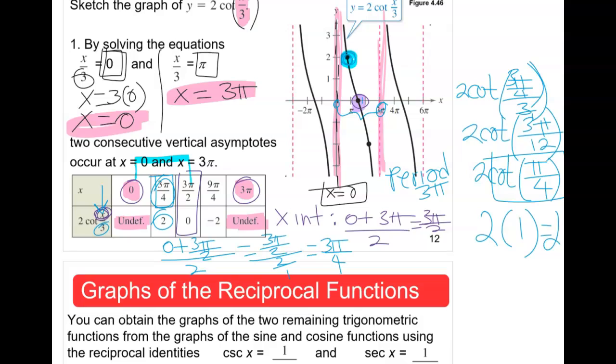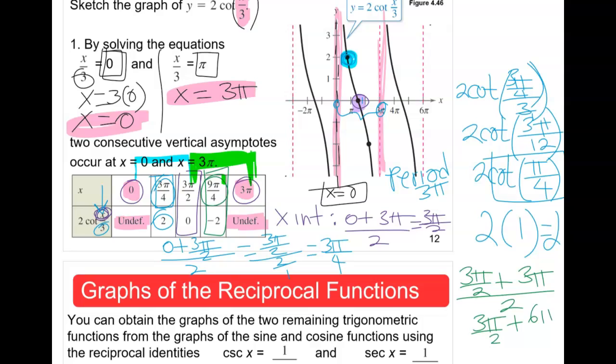And then finally, to find this one, the 9 pi over 4, first we will take the midpoint between 3 pi, the asymptote, and the x-intercept. And so for that, we will have 3 pi over 2 plus 3 pi divided by 2. And so 3 pi in halves will be 6 pi over 2. We're dividing everything by 2. And so this will be 9 pi over 2 divided by 2. So it will be equal to 9 pi over 4.